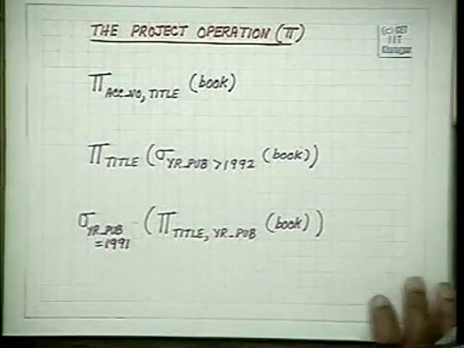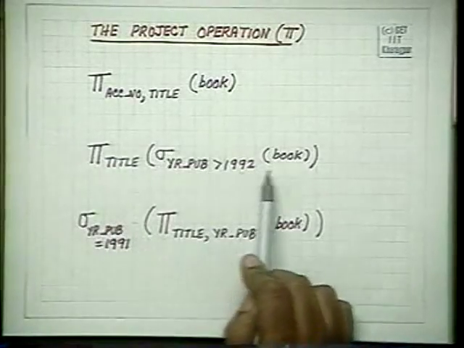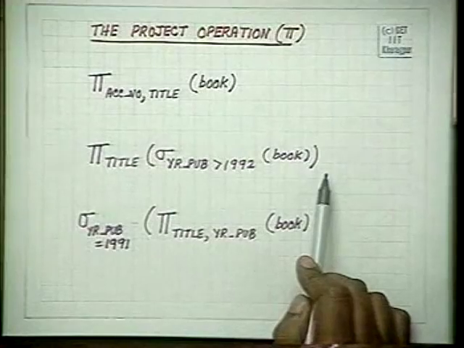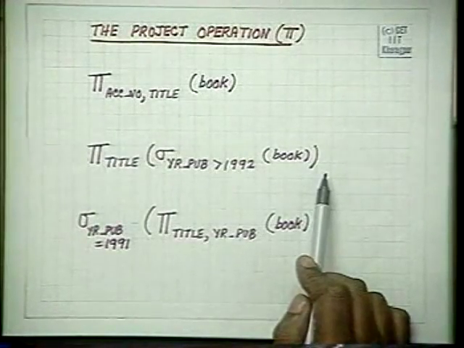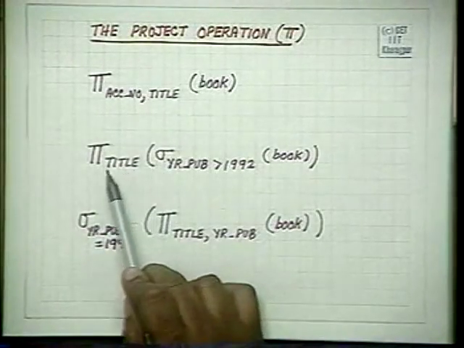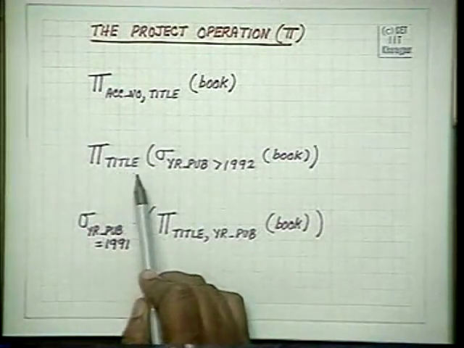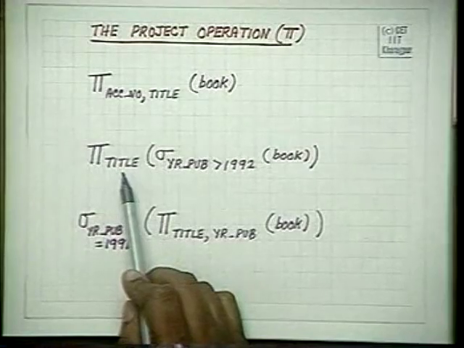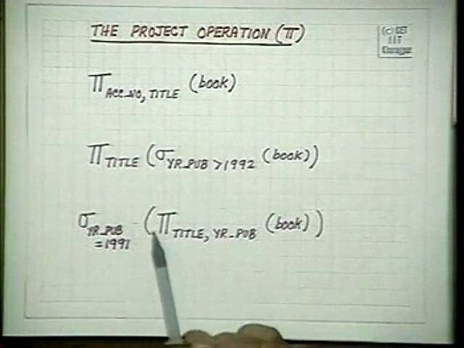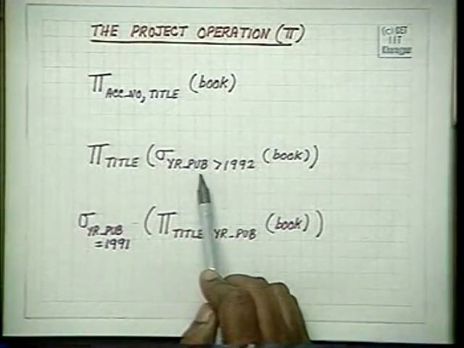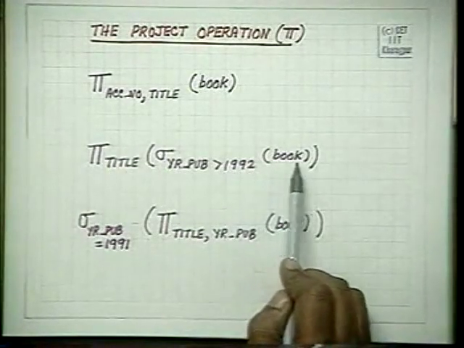Let's see 2 more examples. This is an example which combines both select and project. It is a nested query which says pi title, that is, project out title from which relation? The relation that is formed out from selecting year of publication greater than 1992 of book.